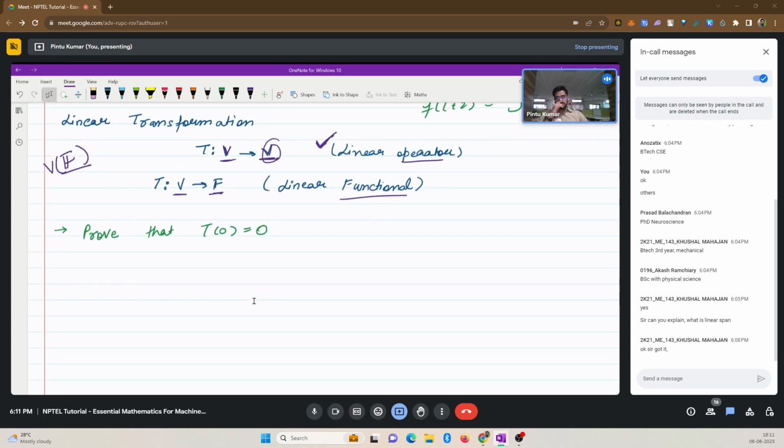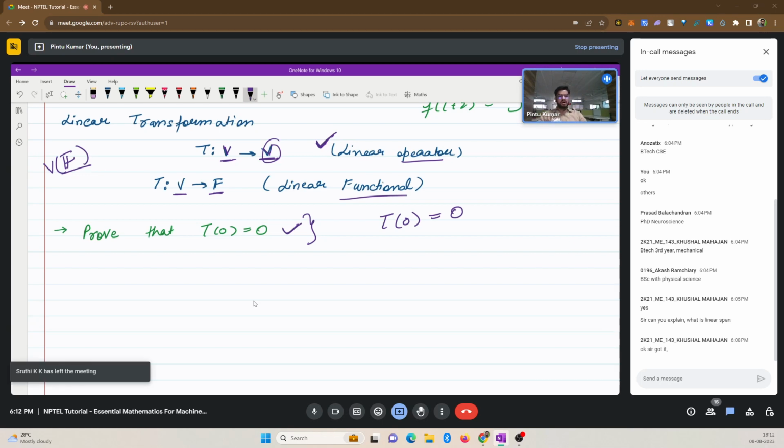So we want to prove something. The first question is to prove that if you have a linear transformation, the map of the zero element would be zero itself. This property is important to remember. When you are trying to check whether something is a linear transformation or not, this property many times becomes handy. If you just use this particular property, many options you can directly eliminate.